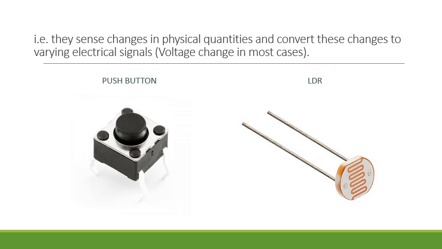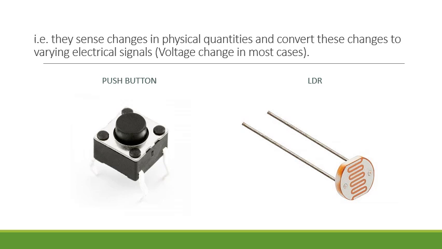Now your push button is a sensor and the LDR is a sensor. These are the two sensors you have in your kit. Your push button is a digital sensor. It senses 1 or 0. When you press it, it sends 1, depending on your connection, and when you release it, it sends 0 or low to your Arduino.